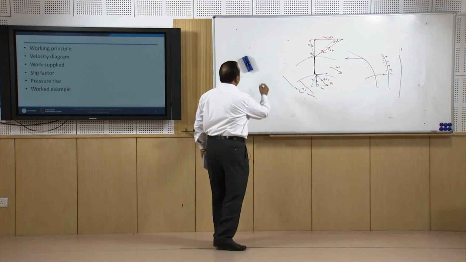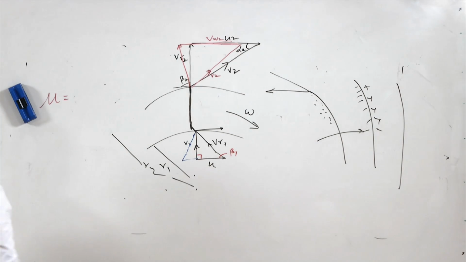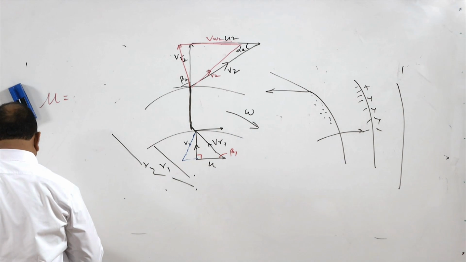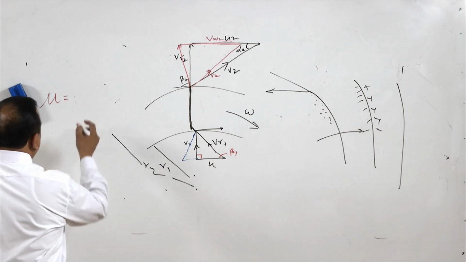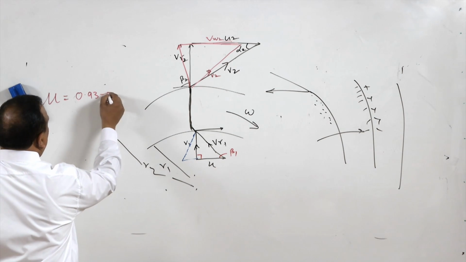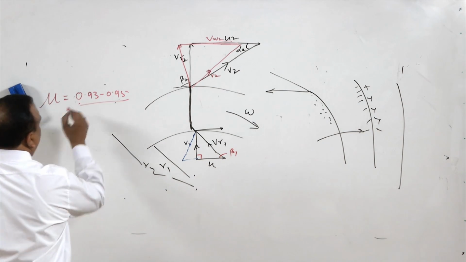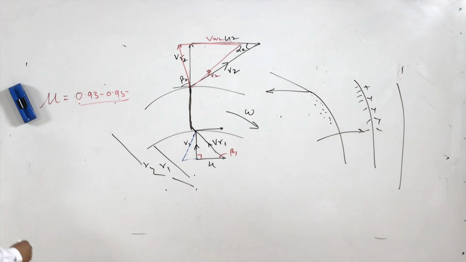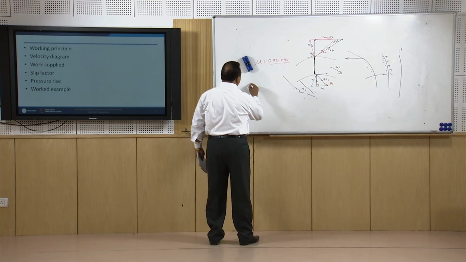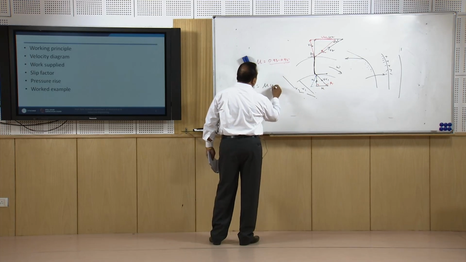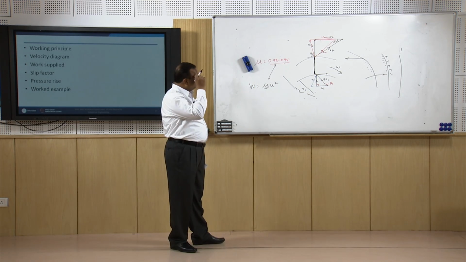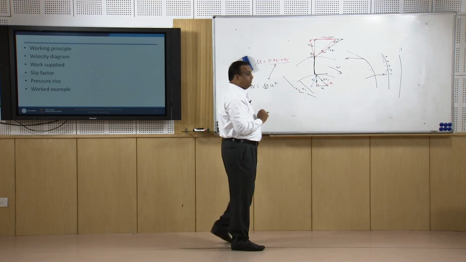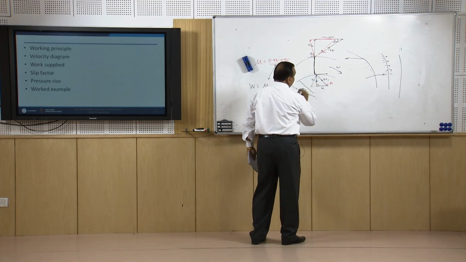So slip factor is denoted by mu, and the value of slip factor varies between 0.93 and 0.95. So the output work is W is equal to mu U square, where mu is the slip factor. And there is another phenomenon that is known as pre-whirl.